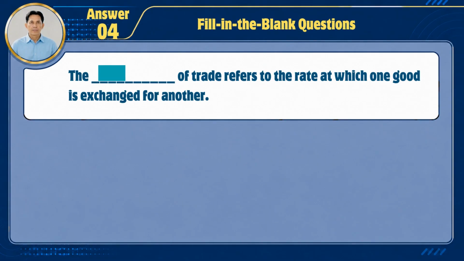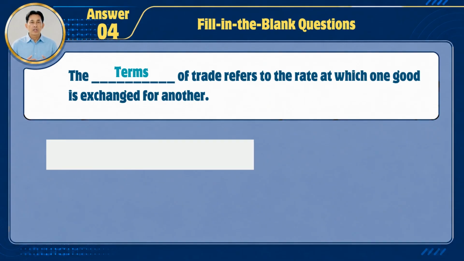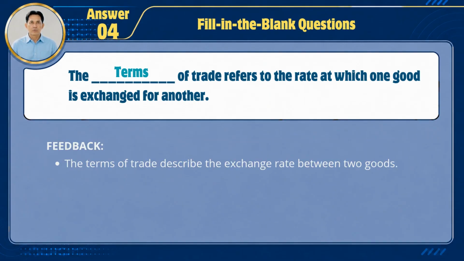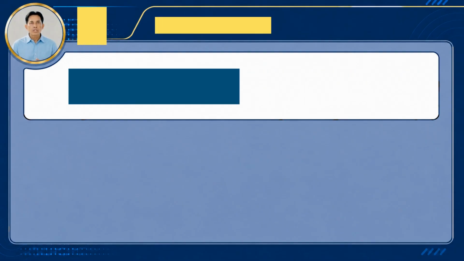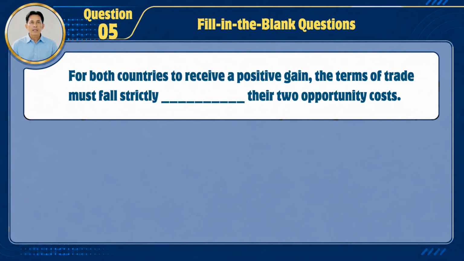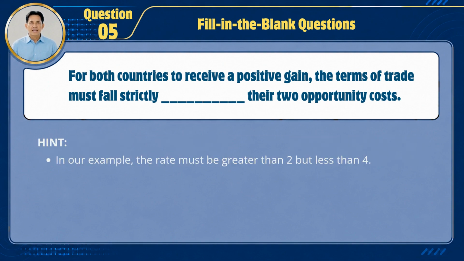If you said terms, you're absolutely correct. The terms of trade describe the exchange rate between two goods. Question number 5. For both countries to receive a positive gain, the terms of trade must fall strictly what? Their two opportunity costs. Here's your hint. In our example, the rate must be greater than 2 but less than 4.